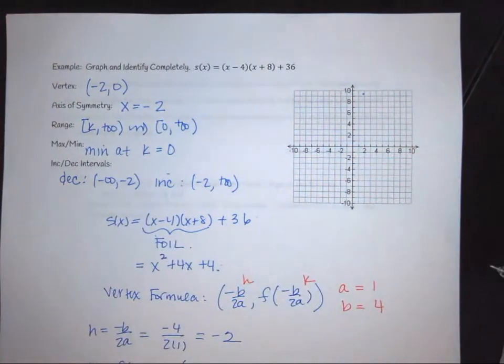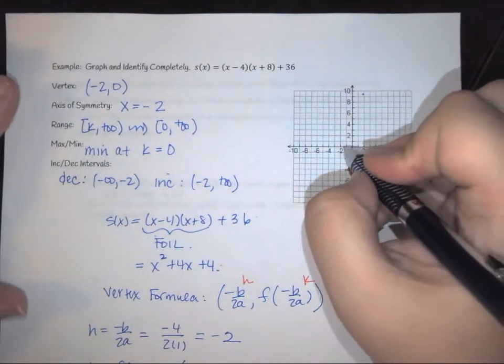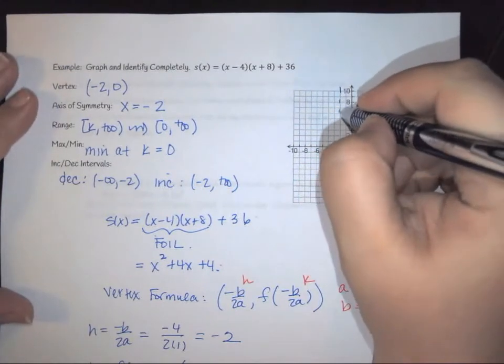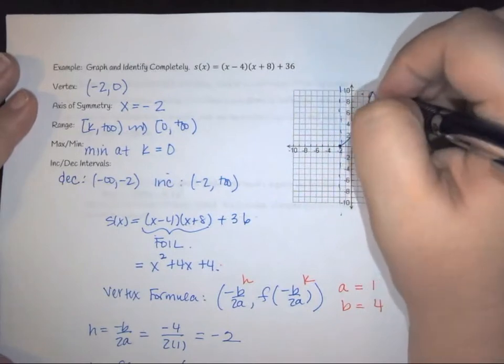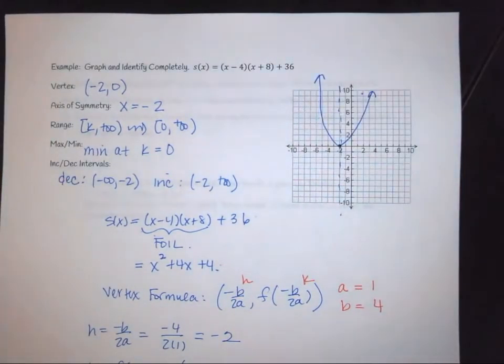So let's go ahead and graph that so you can see what it looks like. Start with your vertex, negative 2, 0. Drop in your axis line, put it in the right direction. And we're good.